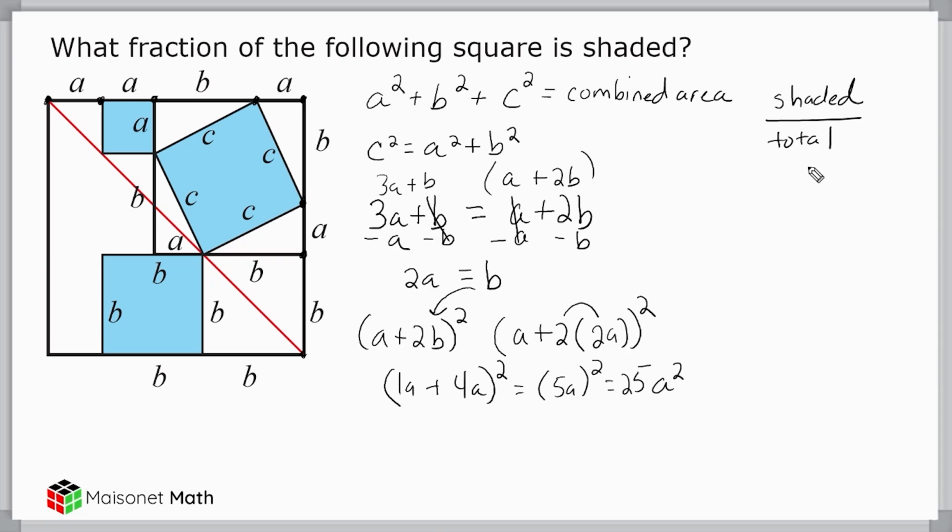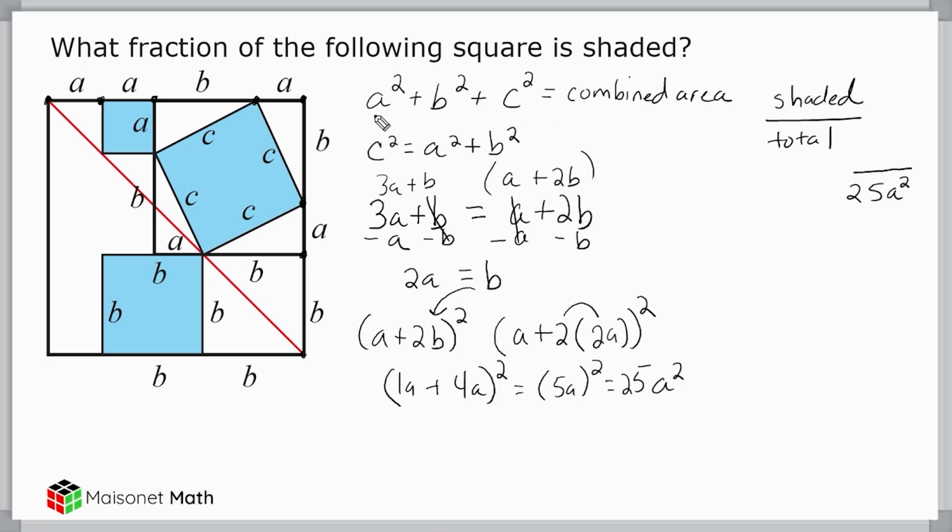Now remember, the fraction we're looking for is the shaded compared to the shaded and the unshaded. So for now, we know that our total is 25A squared. I'm not sure at this point if we can simplify this more or not, but we're going to table that just for a moment. All right, let us go back to the shaded part, which we already know is going to be A squared plus B squared plus C squared. Now, one thing that we should notice is because of the Pythagorean theorem, we know that C squared is going to be equal to A squared plus B squared.